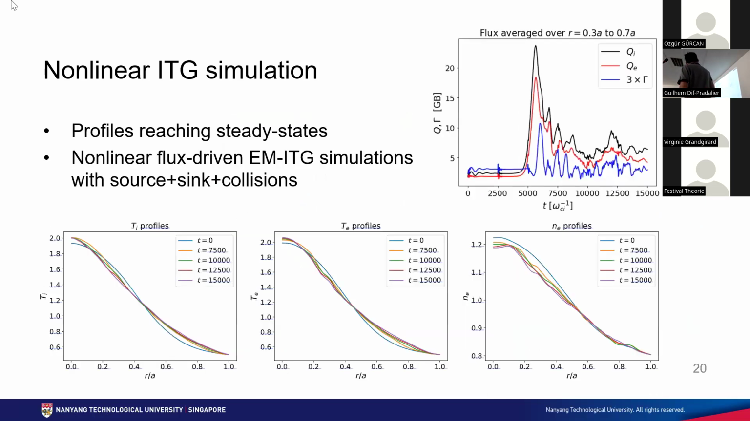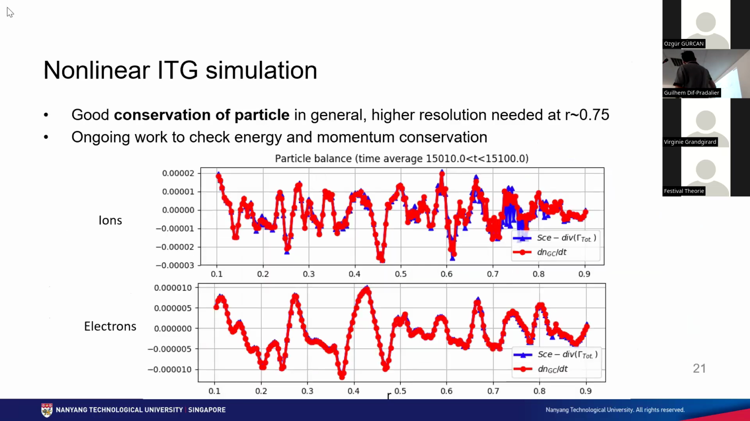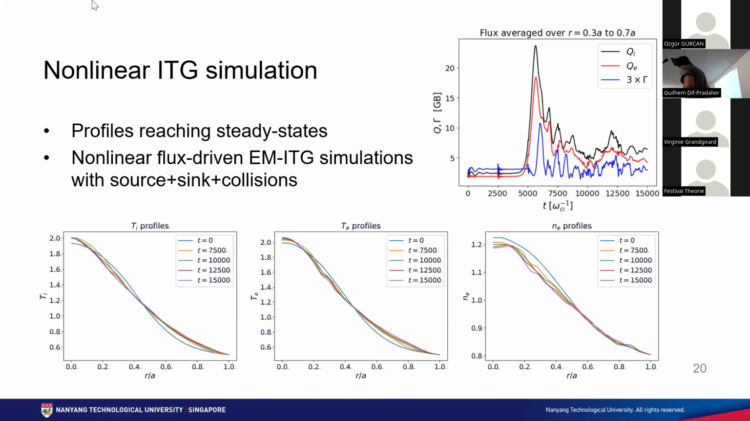This is how the temperature and density evolve. The point of this plot is to show that we start with this blue curve at t equals 0 initially. It's not very obvious. And then finally, we have a relatively saturated or steady state in the end, which is a balance between the source, the energy source pumping the whole thing, and the turbulence transport. So we reach some kind of nonlinear steady state, which is flux driven, has the source, has the collisions, and also electromagnetic effects. So this is something new.